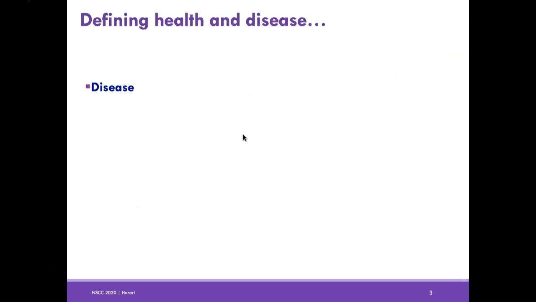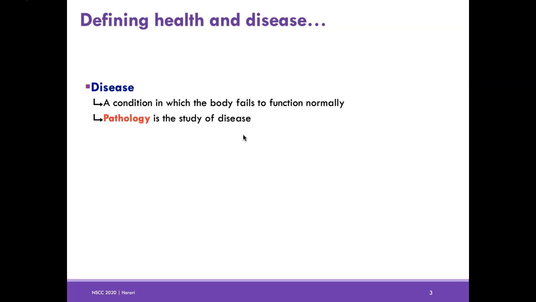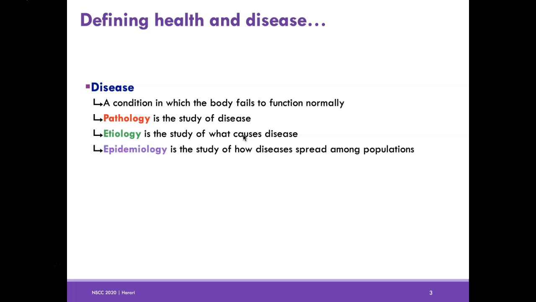So what is a disease? We could say that a disease is a condition in which the body fails to function normally. And pathology is the study of disease. Every disease has a cause, and the etiology is the study of what causes a specific disease. And as we know, diseases spread, and epidemiology is the study of how diseases spread among populations.